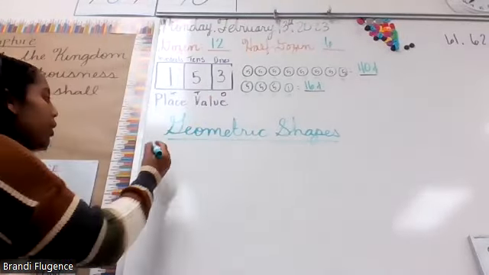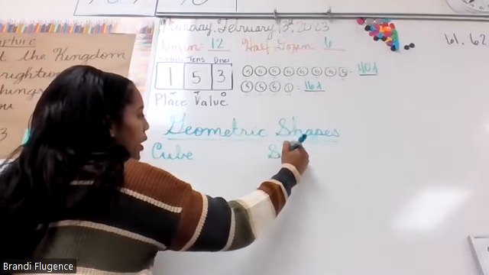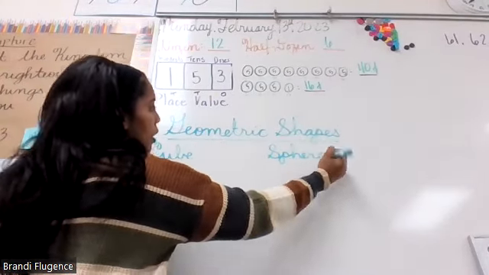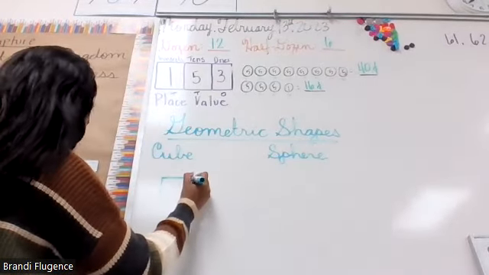Okay? So today we're going to learn 2 geometric shapes. We're going to learn the cube and we're going to learn the sphere. Okay? So a cube. I'll go ahead and draw a cube to show you what I mean by cube.